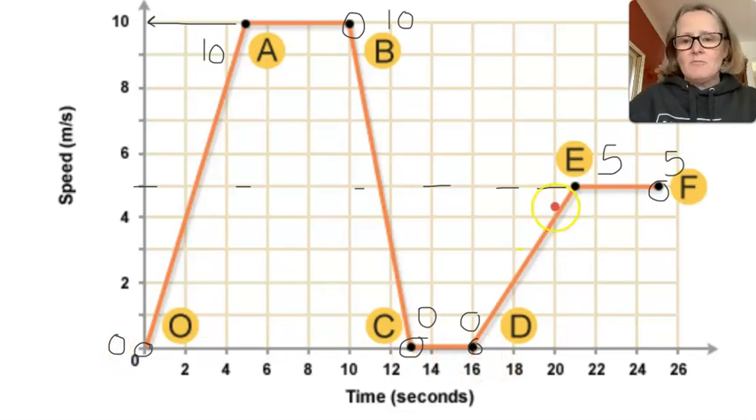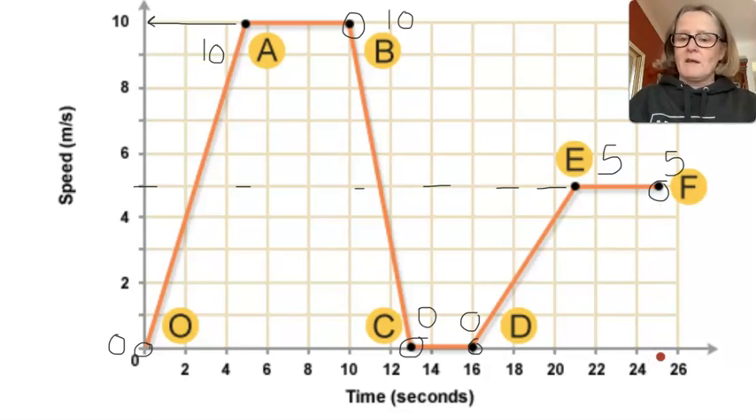Then this person starts to move again. At 16 seconds, they start to increase their speed up to 5 meters per second. It takes them a while to get to 5 meters per second. It takes them from 16 to 21 seconds. It takes them 5 seconds to get to that speed of 5 meters per second, and then they stay at 5 meters per second until they finish their journey after 25 seconds.